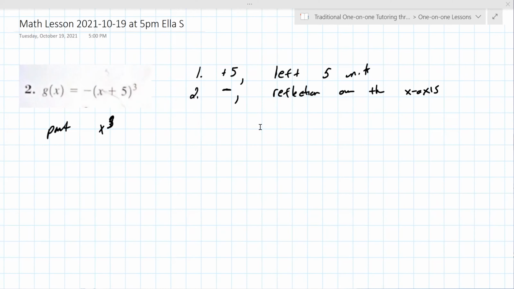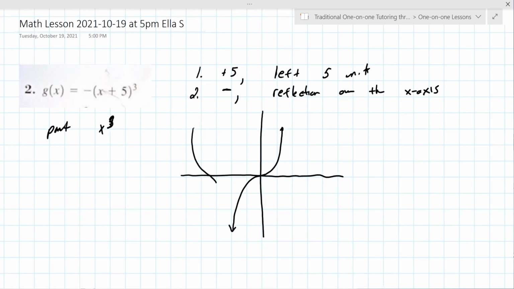Okay, so the sketch of the parent function is something like this, where it snakes through the origin, and then you go left 5. That's kind of arbitrary, but then it flips. So it looks something like that. That is the transformed one. Got it.